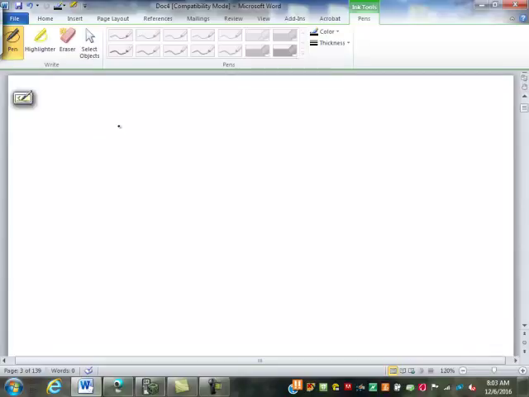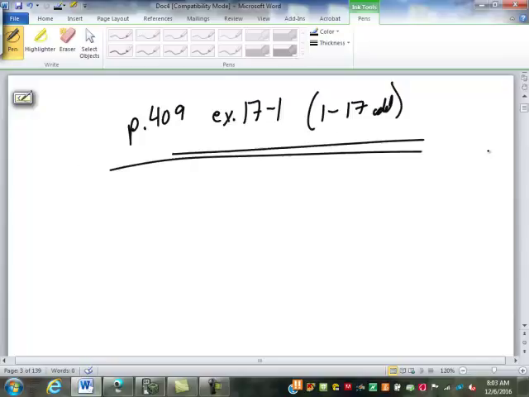So for now, I'm going to have you guys work on page 409. It's exercise 17-1. It's problems 1 through 17. I don't necessarily expect you to even do all the odds. I know that's 9 of them, and it's a lot of drawing out graphs. Do enough of them. Make sure you skip some of the harder ones where you do have to rearrange the equations to graph them.